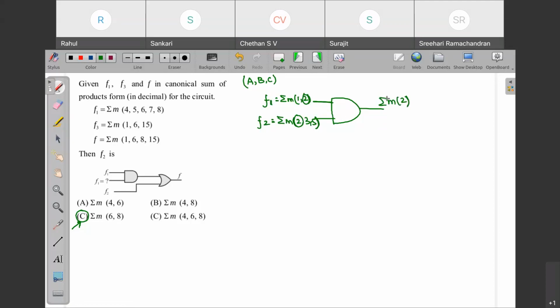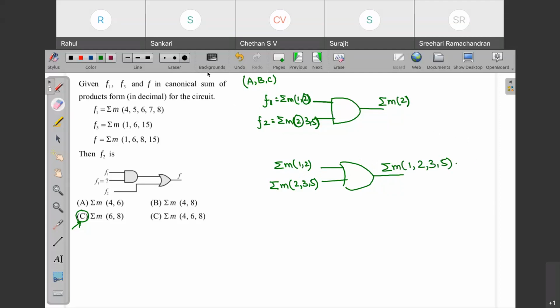Suppose for the same case, if I had an OR gate, here you can see min terms are 1, 2, and here it is min terms 2, 3, 5. So for the same case, if I had an OR gate, all the min terms will pass, and the common min terms you will write only once. So here 1, 2 is common, so write it only once. Remaining are 3, 5. So you are going to write it like this.